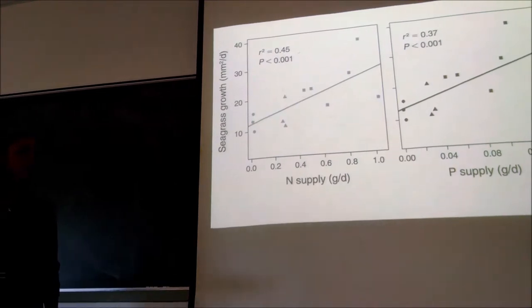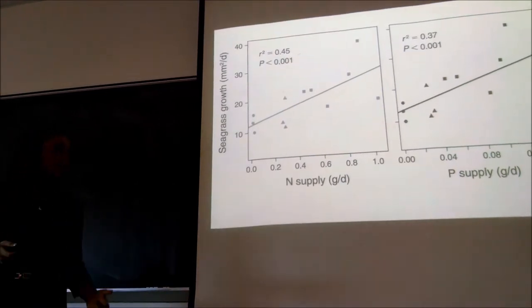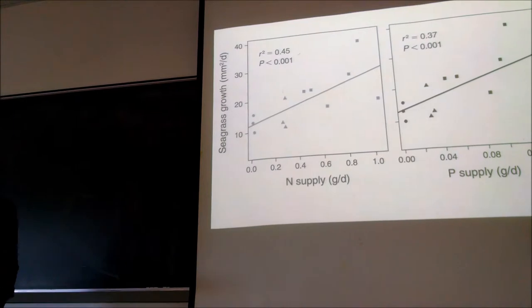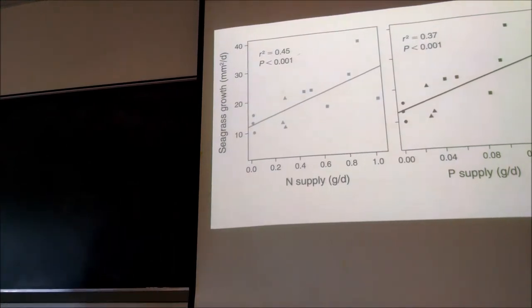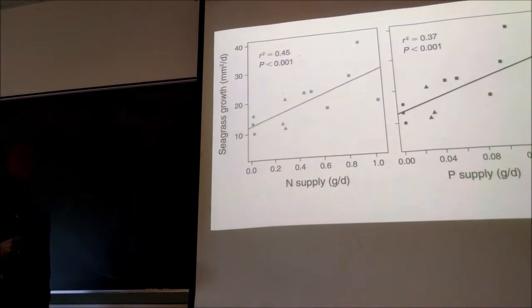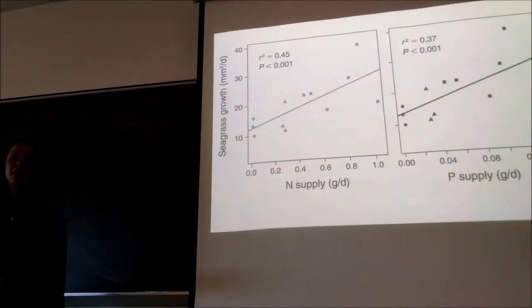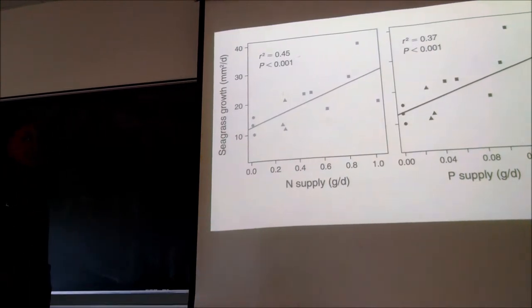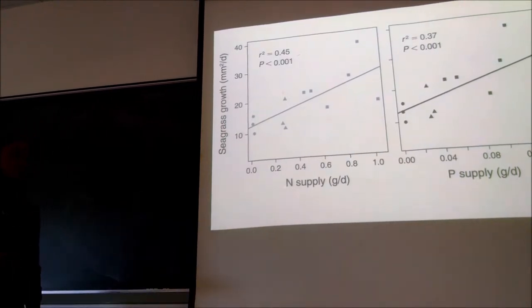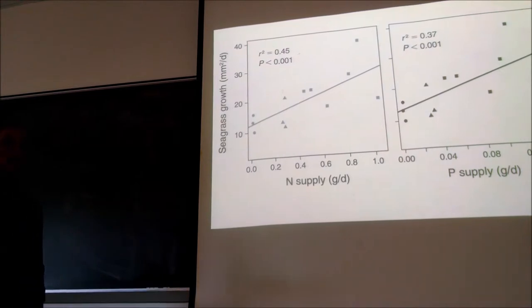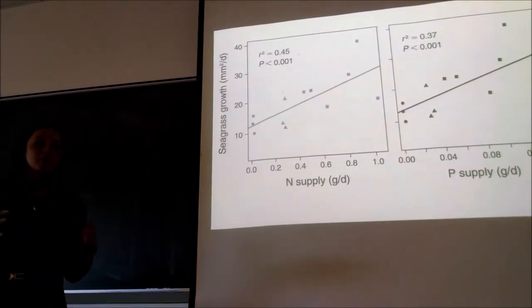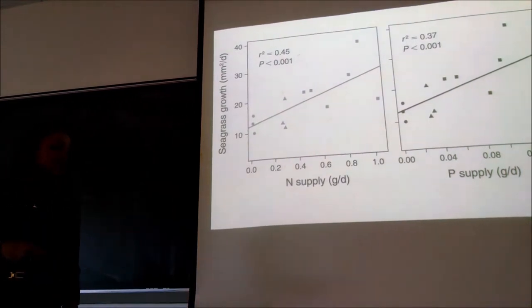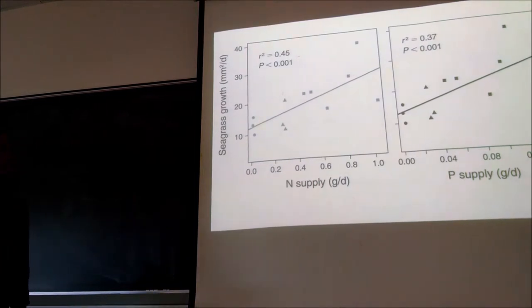This is what he found. Most of it is pretty intuitive, I think, but he had to support his findings with data. So across the y-axis, we see seagrass growth. So that is how many millimeters squared per day the seagrass grew over those 10 days, from the hole punching to when he collected his seagrass. Across the x-axis, we have nitrogen supply in grams per day. So this is how much the fish were excreting of nitrogen and phosphorus.